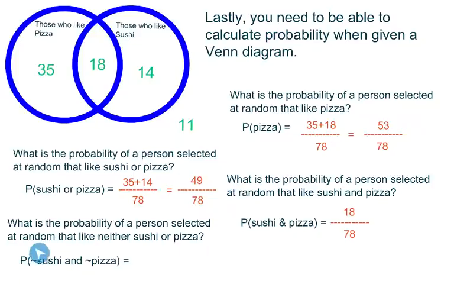And then lastly, what's the probability of a person selected at random likes neither sushi nor pizza? So one thing you need to notice is the shorthand notation. This little tilde refers to not. So if you don't like sushi, you're going to have that little tilde in front of sushi. Well, the people that don't like pizza and sushi, well, that's 11 out of the total 78.